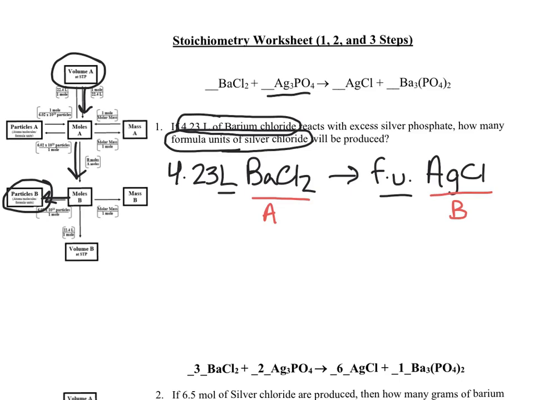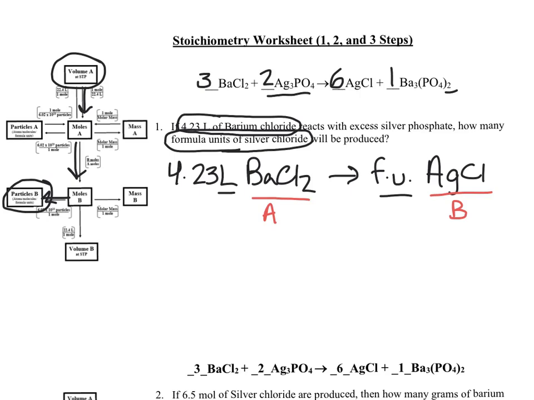But let's get down to business and work this out. First of all, we do have to balance our equation. Don't forget about that. I've got 3 bariums on the right side. So if I put 3 here, that's 3 bariums, but that makes 6 chlorine. So I need to put a 6 here, but that makes 6 silver. So I have to put a 2 here, but that makes 2 PO4s or phosphates. But I already have a 2 over here, so we're good. I think that's going to be a 3, 2, 6, 1. Feel free to pause it, balance it out, and make sure you understand.